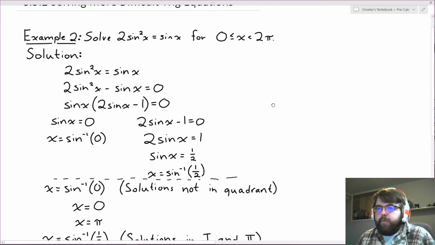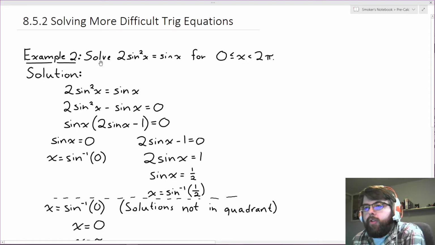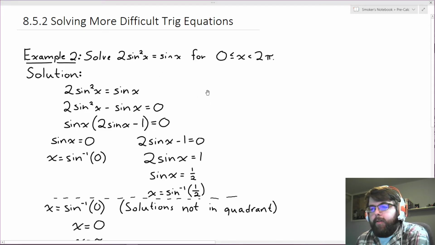All right, so I have here: solve 2 sine squared x equal to sine x. We're in radians again, 0 to 2 pi. And here is what you do not want to do, which would be incorrect. If I was in class and I had a board, I would write this down.